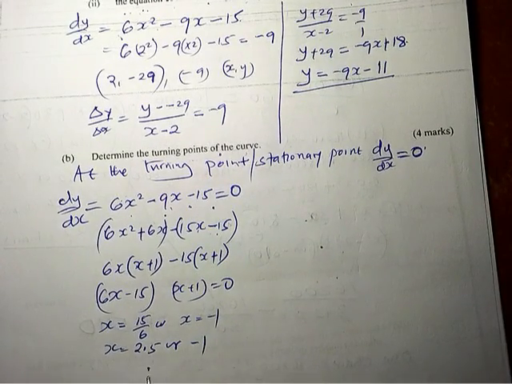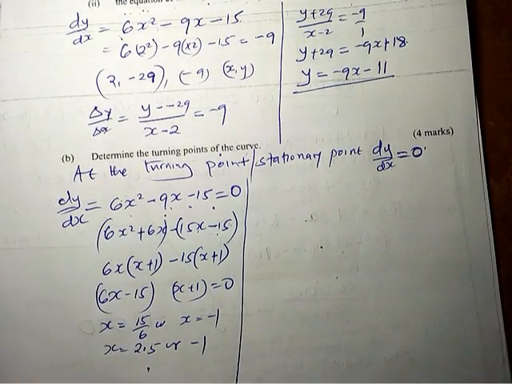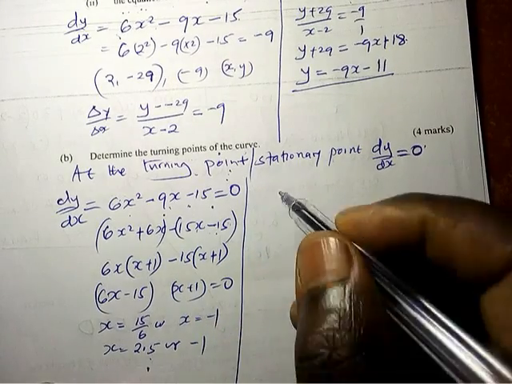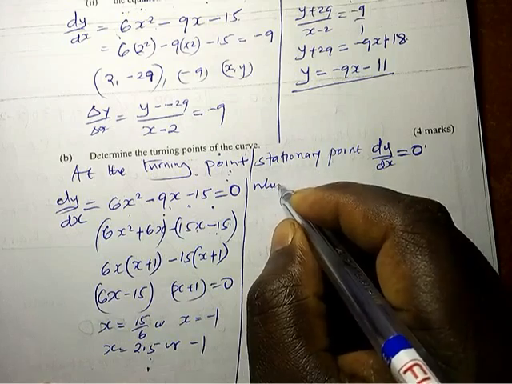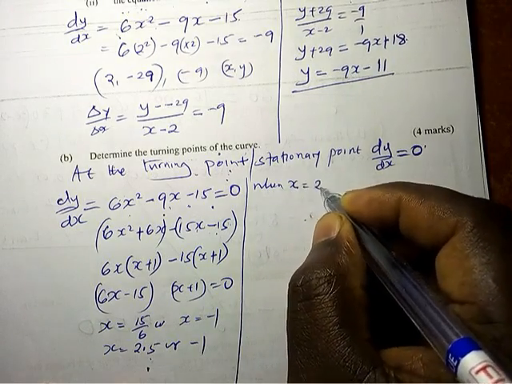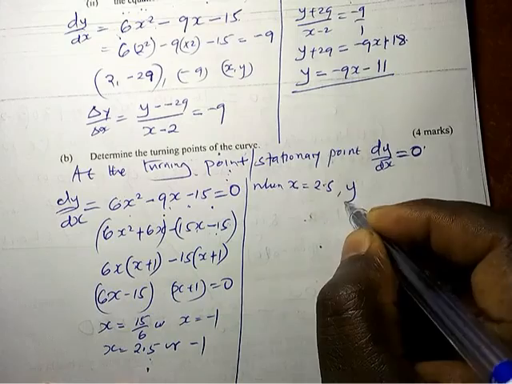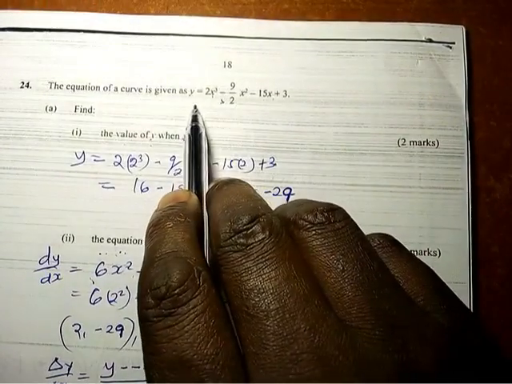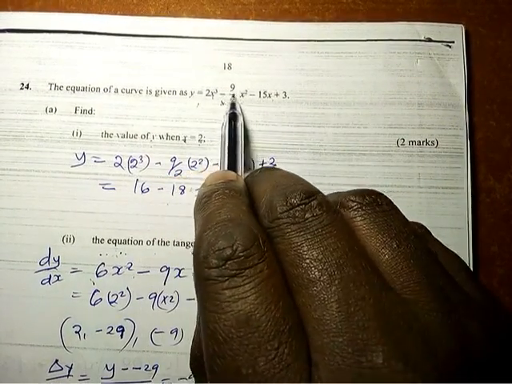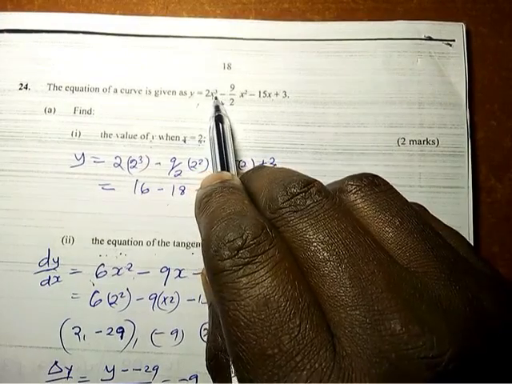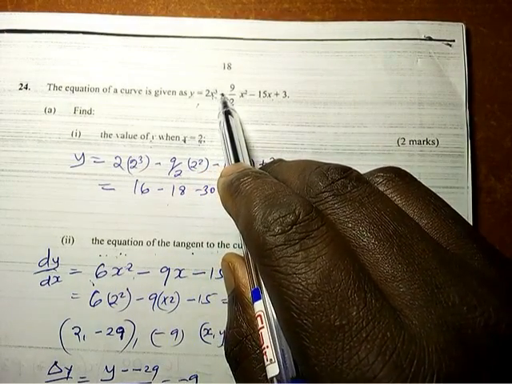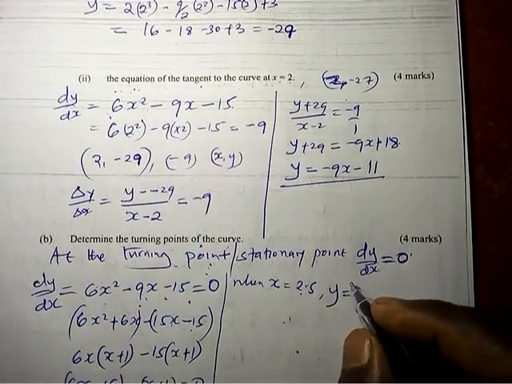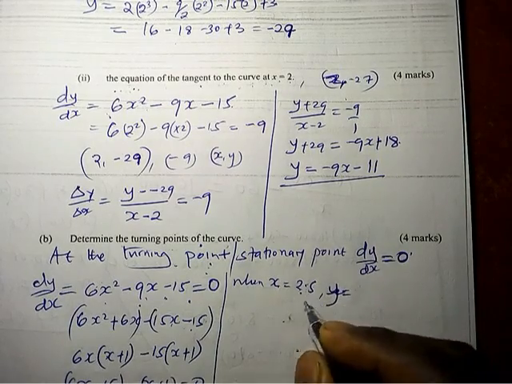Now we want the values of y, so that now we can have a stationary point. A point is a coordinate. Now when x is equal to 2.5, what will be y? You take the value of x, 2.5, you substitute in our equation here, y is equal to this. Where you see x, you substitute with 2.5. All right.